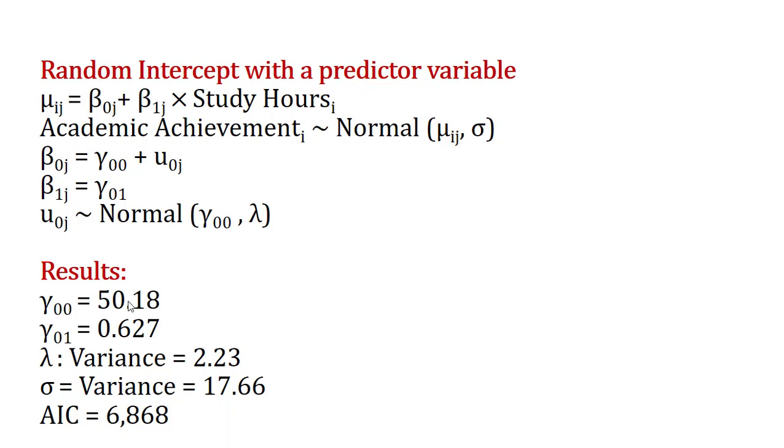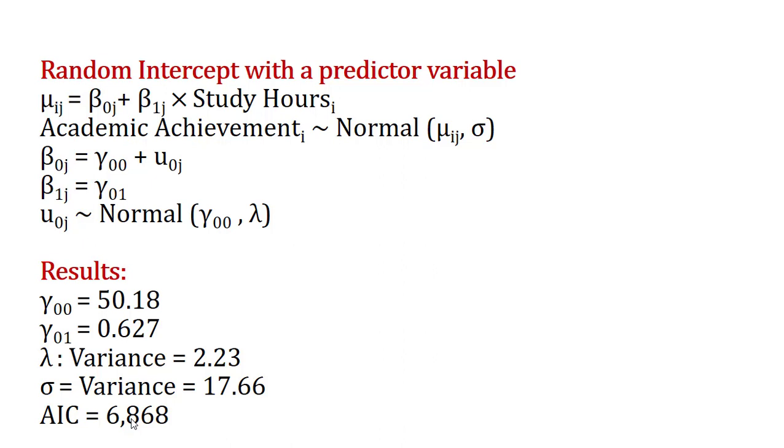The fixed effect is 50.18. This is the intercept. This is the effect of academic study hours on academic achievement, and the variance of the intercept, and we don't have variance for the slope, and the variance of the predictions. But in Jamovi it says residuals, and this is the AIC with rounding.